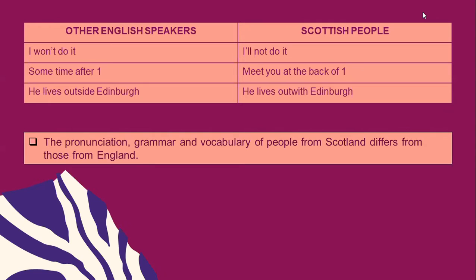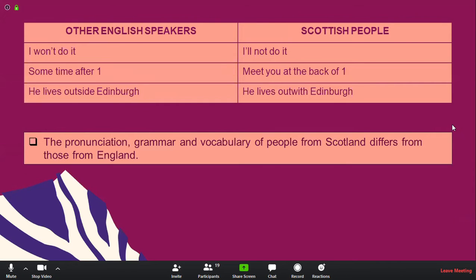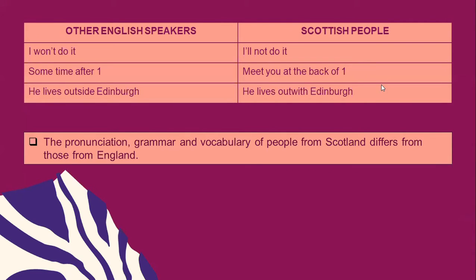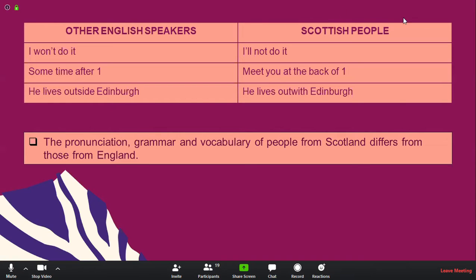For example, other English speakers would say "I won't do it," but Scottish people will say "I'll not do it." Sometime after one, but Scottish people would say "meet you at the back of one." He lives outside Edinburgh, but he lives out with Edinburgh. So there are differences in pronunciation, grammar, and vocabulary that differentiate Scottish people from other persons.